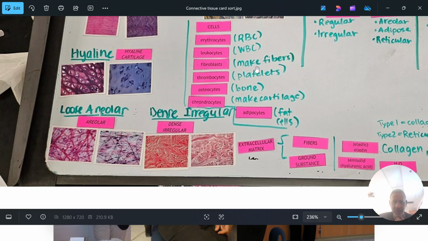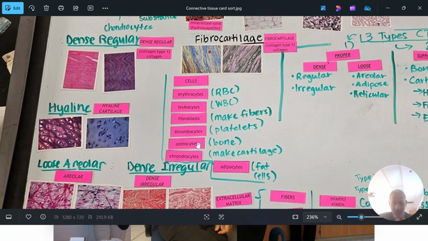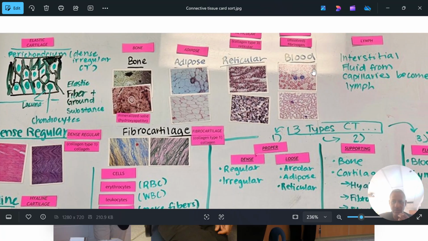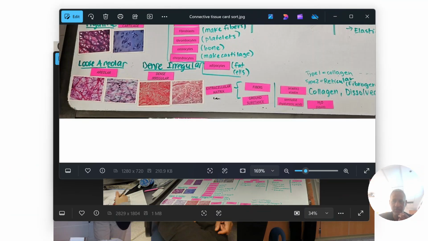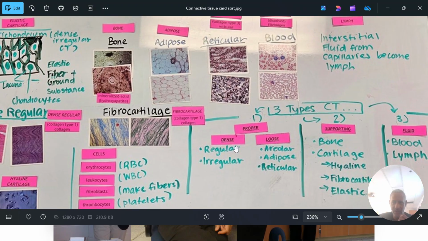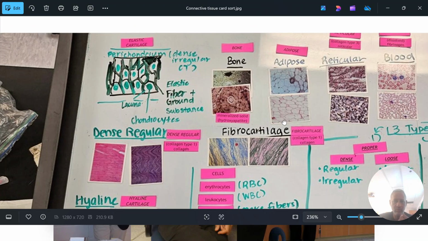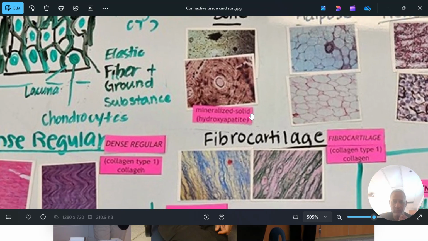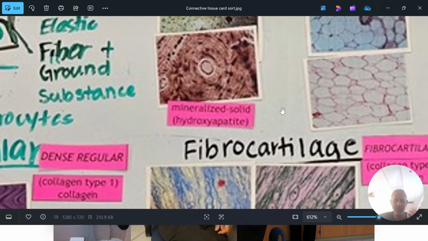These are supporting. Over here, the list includes a lot of the cells: endothelial cells, erythrocyte, red blood cell, white blood cell, fibroblast, which makes fibers, thrombocyte. This one and this one are all blood cells. Then osteocytes, which make up the bone over here. Its matrix is solid. It's mineralized: hydroxyapatite, calcium phosphate. That's what makes the bone.